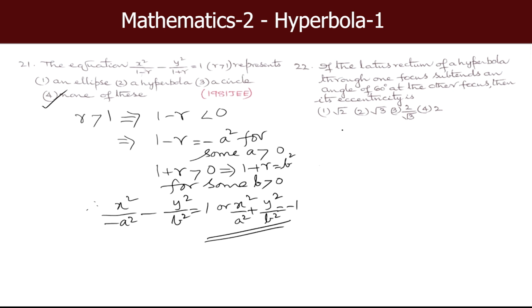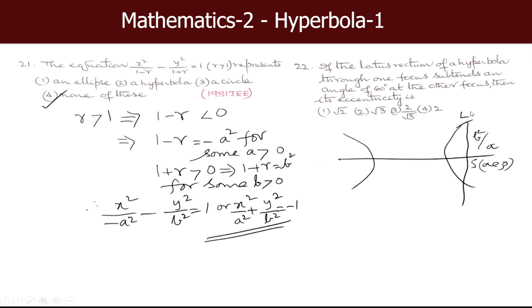So, the hyperbola is like this. Here we take this focus S, this is L, this is L dashed, and L dashed is the latus rectum passing through the focus S. S dashed is the other focus. L L dashed subtends 60 degrees at S dashed.